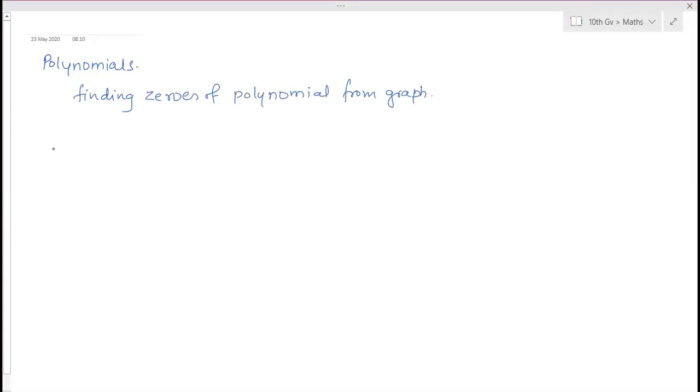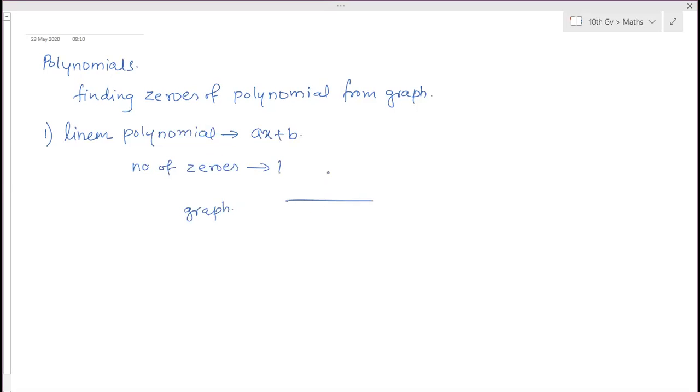Okay. So first, before that, you have learned the types of polynomials. That is the linear polynomial. The general form of a linear polynomial is ax plus b. Number of zeros: 1. The graph will be a straight line, just like this, or maybe like this, anywhere.